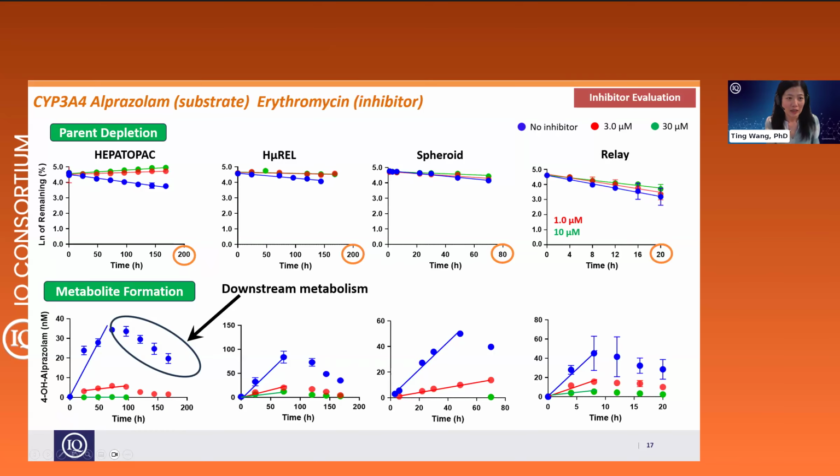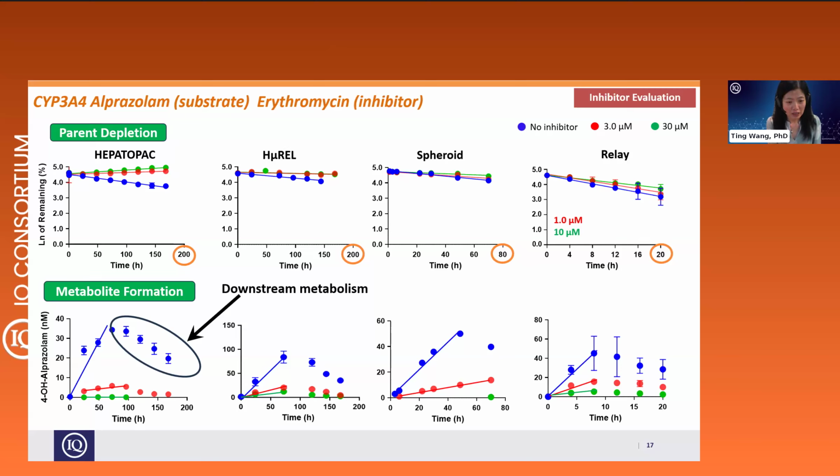Here we're showing a representative example of the results. On the top is the 3A alprazolam with erythromycin parent depletion. We plot the line of the parent remaining against the assay time. Here we test 2 concentrations in general for each inhibitor, a high concentration and a low concentration, spanning around 10-fold in between. The blue line is the parent depletion without an inhibitor, the red line in general is with the lower concentration of inhibitor, and the green line is with the high concentration of inhibitor. The bottom part is the metabolite formation, following the same conditions.